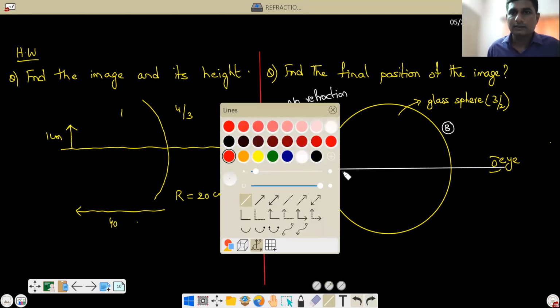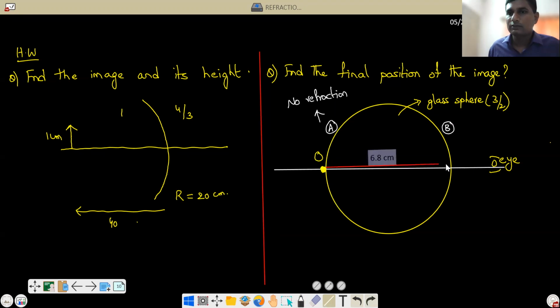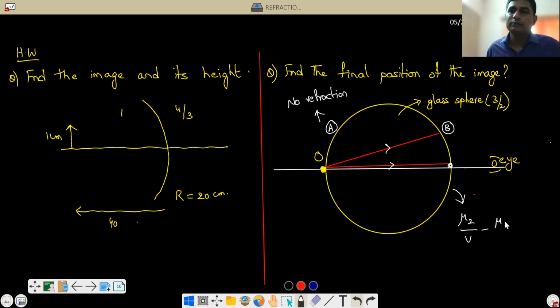I'll take another color. So this is one ray and this is another ray. Now these two are the incident rays. Now they are falling on this surface. So now apply the formula here: mu2 by v minus mu1 by u is equal to mu2 minus mu1 by r. That's all. Will you be able to do the homework? Simple problem. Tomorrow we are going to see applications of this one.